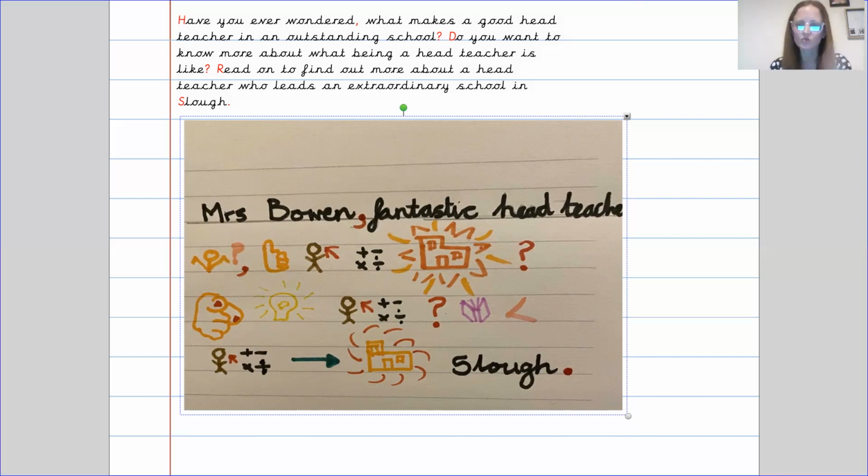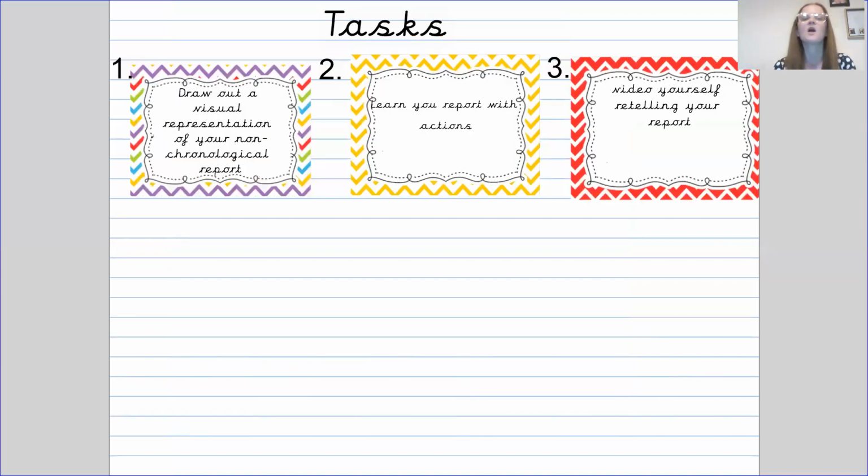So you're going to be looking at your drafts to do this. You're going to use your drafts to draw a visual representation of your work. Your 3 tasks are as follows. You're going to draw out a visual representation of your non-chronological report that you should have made a draft of yesterday. You then need to learn your report with actions, just like I've been showing you. They don't have to be difficult actions. They also don't have to be for every word. They're to help you to remember what you have written.